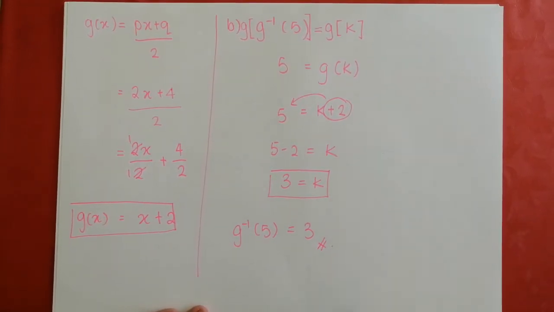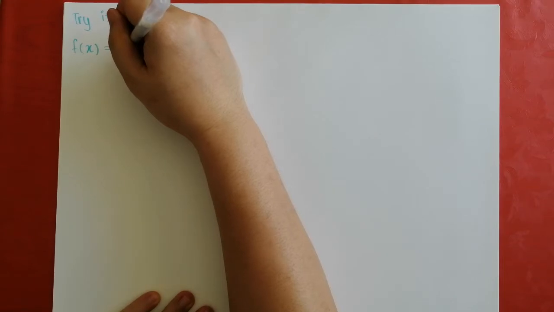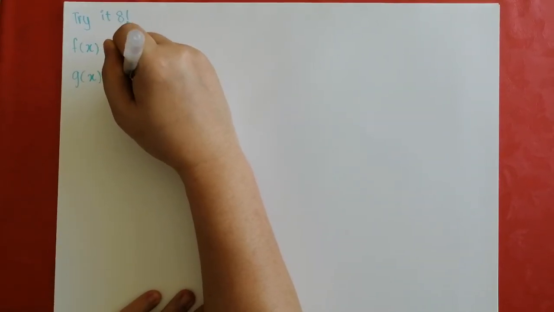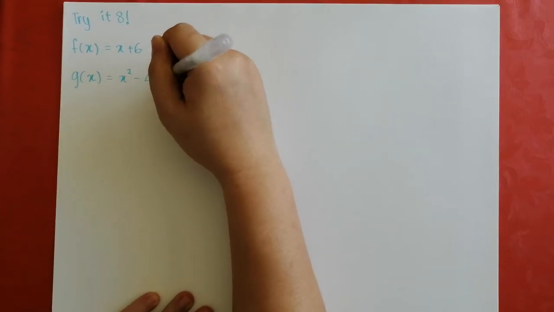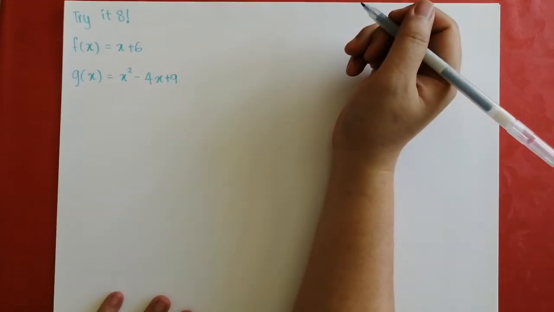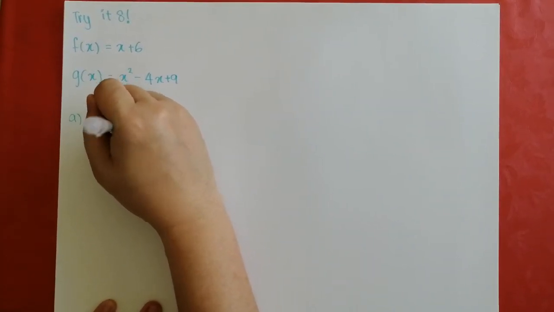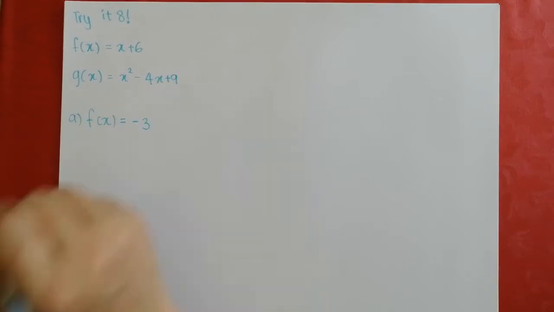Alright, so let's continue with the next example. On Try It 8, you are given two functions. Function f, f of x is x plus 6, and function g, g of x is a quadratic, x squared minus 4x plus 9. And the first question asks you to solve when f of x is equal to negative 3.